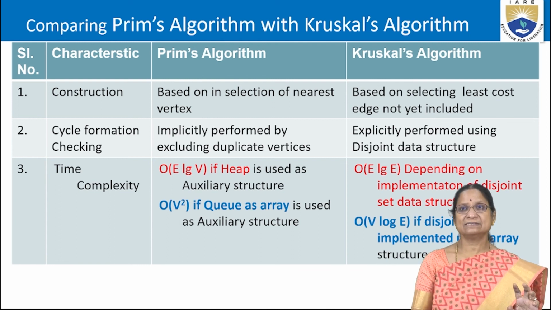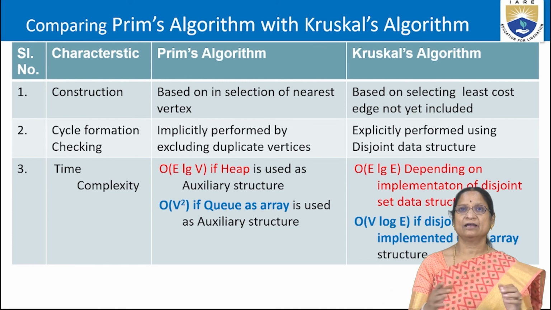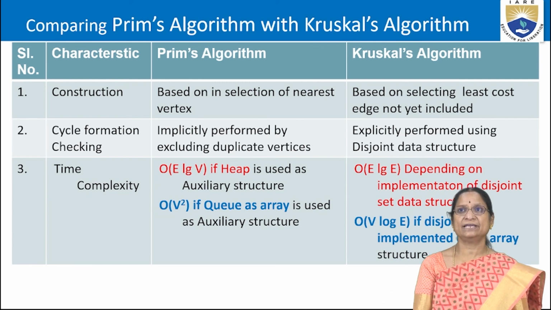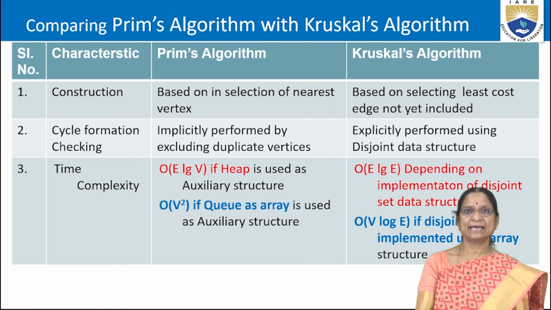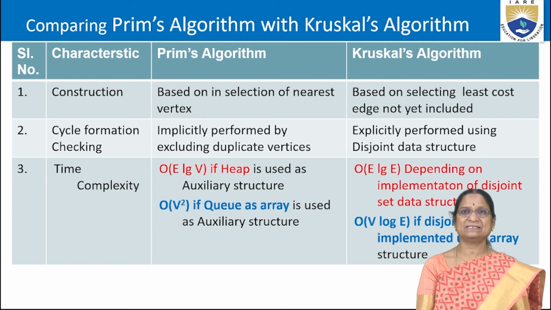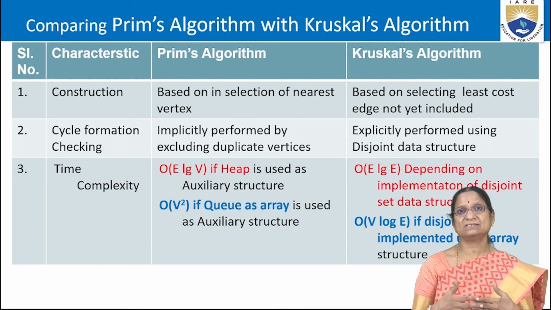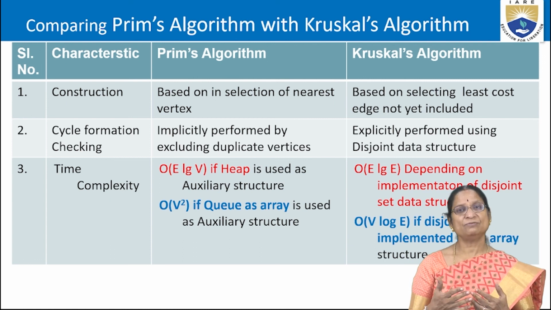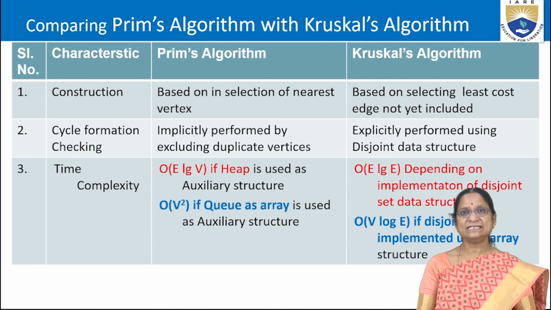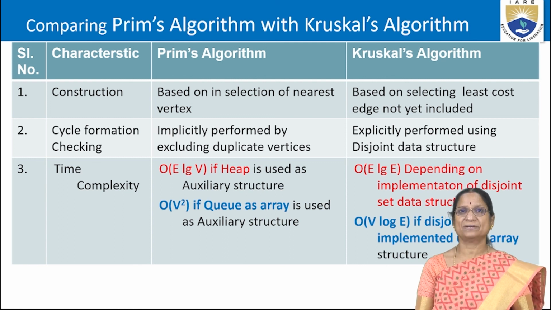And coming to Kruskal's algorithm, the selection criterion while constructing a tree is based upon the least cost edge which is not yet included. In the second characteristic, cycle formation checking, in Prim's algorithm it is checked implicitly. We need not write explicitly in our implementation whether it forms a cycle or not. By default, we include vertices one by one, and already included vertices are not included further. That itself excludes cycle formation.